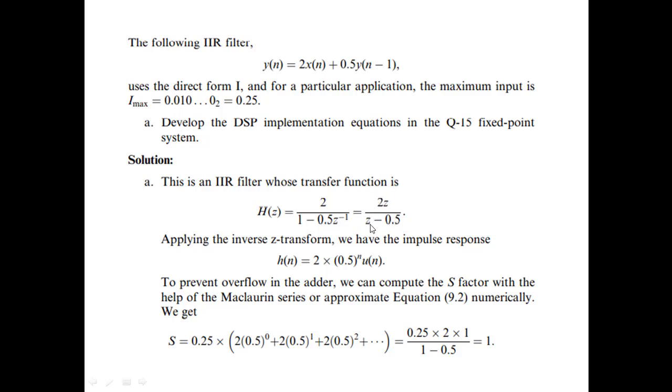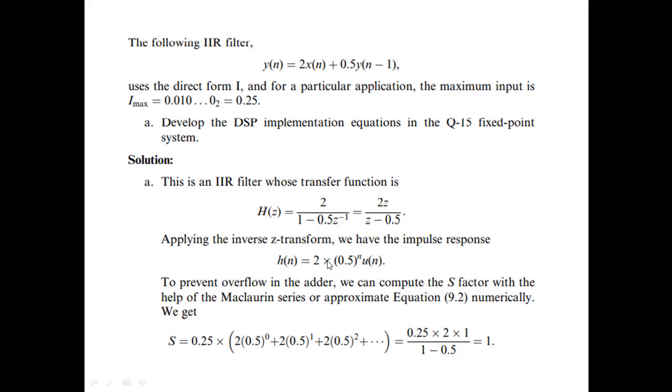Now if I take the inverse z transform of this, what I get is 2 into the inverse z transform of z divided by z minus 0.5. It is 0.5 power n u of n, right? Because the inverse z transform of z divided by z minus a is a power n u of n, if it is a causal system. So this is our impulse response now.